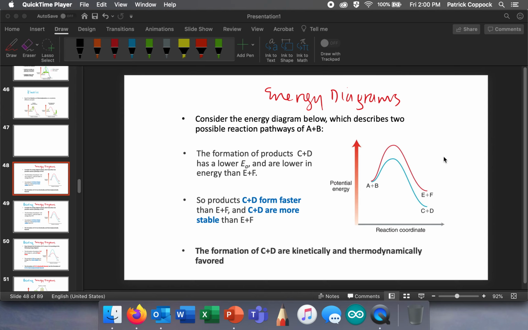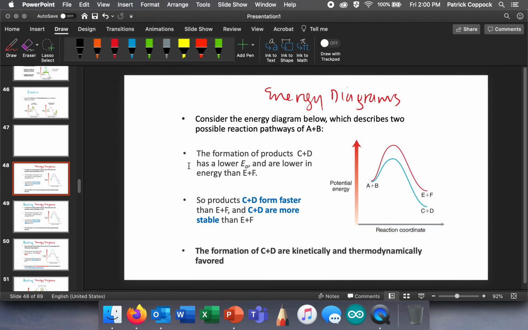We introduced energy diagrams and talked about what they mean. Now we're going to take a couple minutes to talk about reading energy diagrams. With respect to this energy diagram below, let's pick it apart.